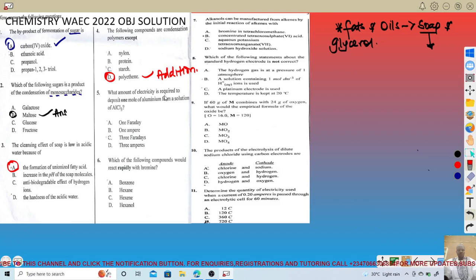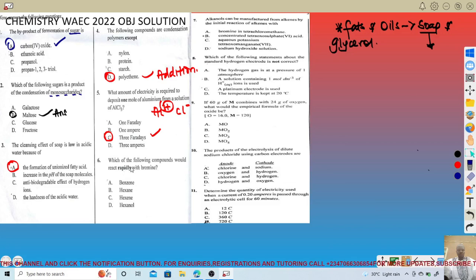What amount of electricity is required to deposit 1 mole of aluminum from the solution of aluminum chloride? We all know that. Everybody knows it's going to be 3 farad because Al is written as Al3+ and Cl-. The number of charge is the number of farads. So that is why this will be correct. This is chemistry, and it is very easy to know the right answer.